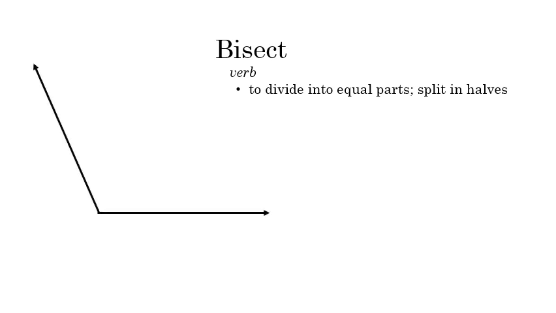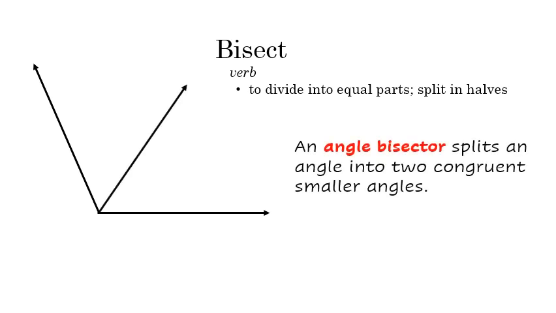Okay, so when we have a large angle like this, we can have a line or a ray that serves as an angle bisector. And you might notice that word in that term, that bisect. So that means that this ray in this case is splitting this angle into two congruent angles.